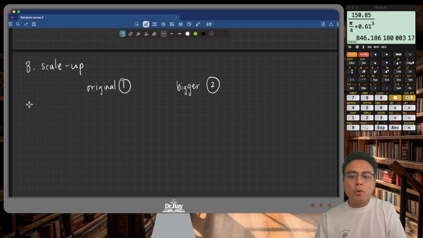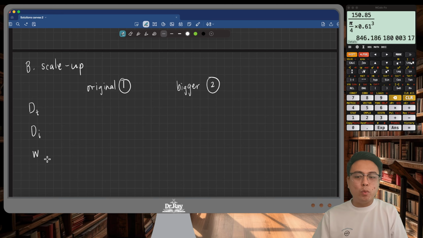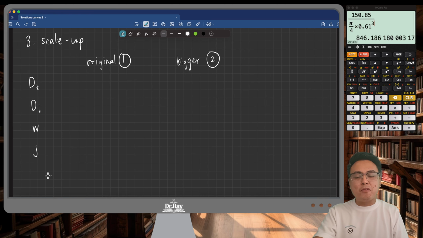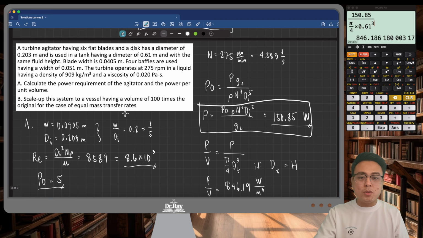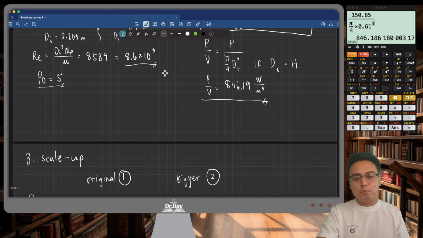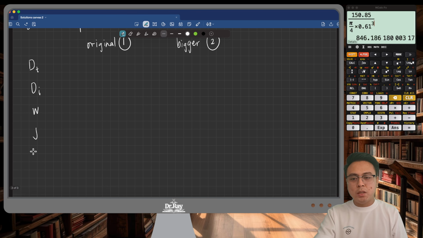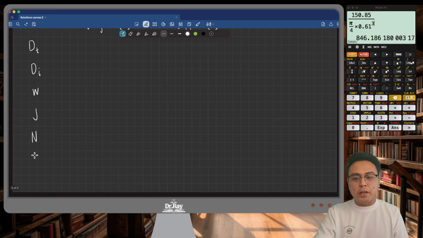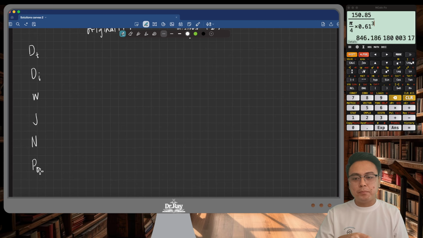Okay, of course we will want to know what is the new tank diameter, what's the impeller diameter, what's the new blade width, what's the new baffle width. Those are the given values, right? Impeller diameter, tank diameter, blade width, and baffle width. Also, we want to know its new speed and its new power.